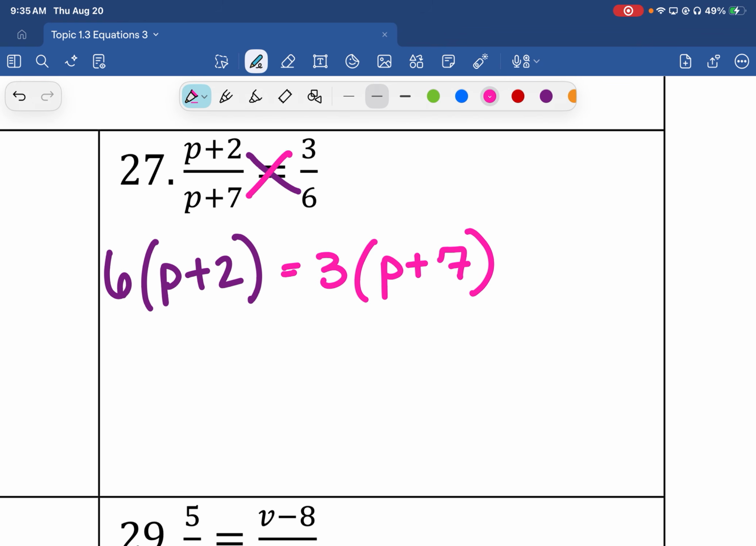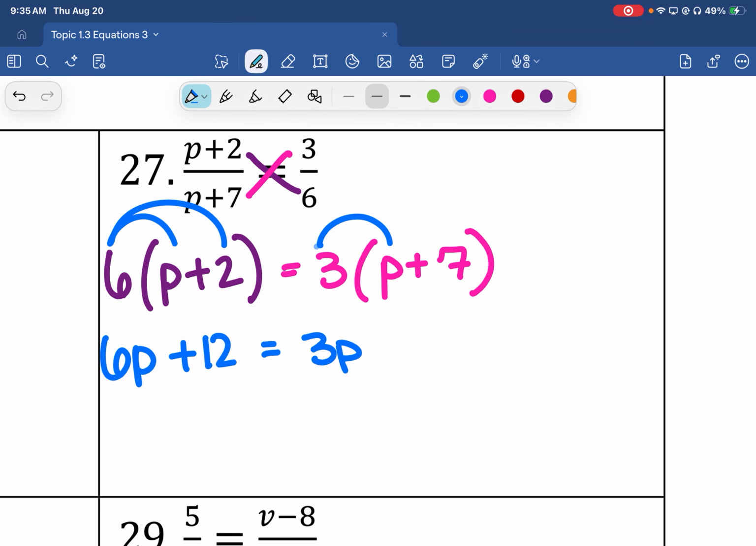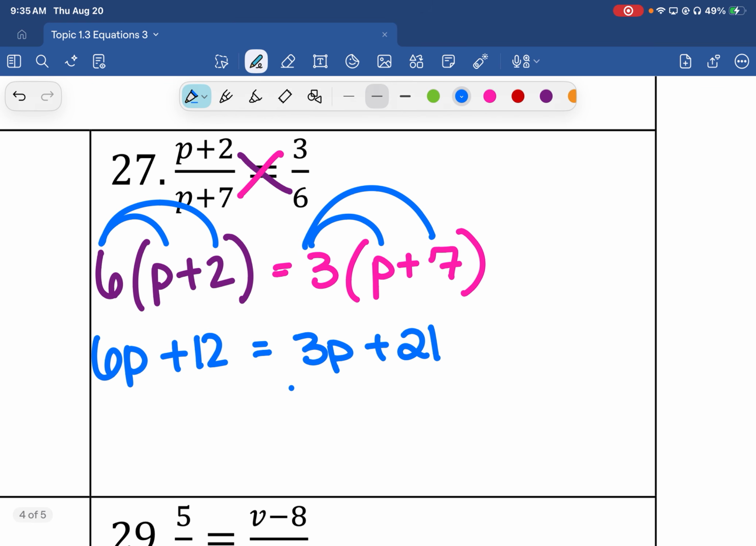And then what do I need to do to both sides of this? What is 6 times p? What is 6 times 2? Okay, now we're going to go to the other side. What is 3 times p? What is 3 times 7? Okay, from here, what do I do? Subtract 12. I could subtract 12. I could also subtract 3p. So we get 3p plus 12 is equal to 21.